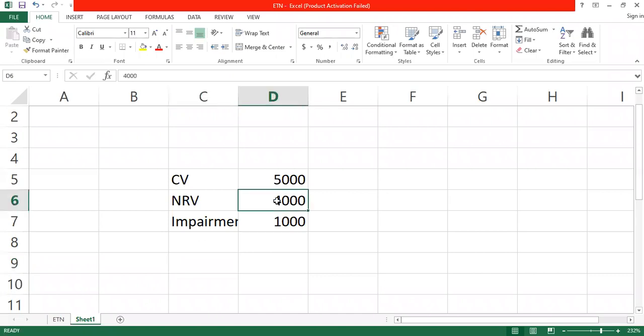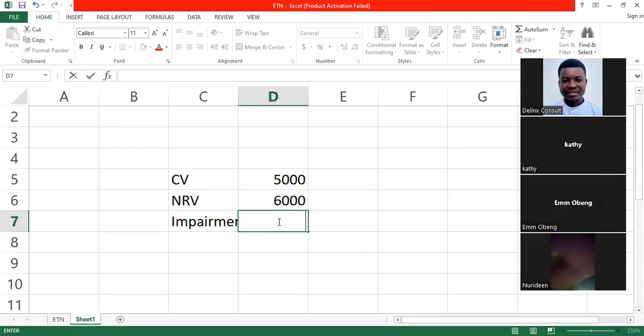But if at the date of classification, you now have 6,000, what is happening? What value are you going to attach to the asset? 5 or 6? 5,000. We assume that you are only going to recover only the carrying value. So you classify the asset at the lower of the carrying value or the net realizable value. If the carrying value is higher than the net realizable value, it means that the asset has impaired. If the carrying value is lower than the net realizable value, then we classify the asset at the carrying value.